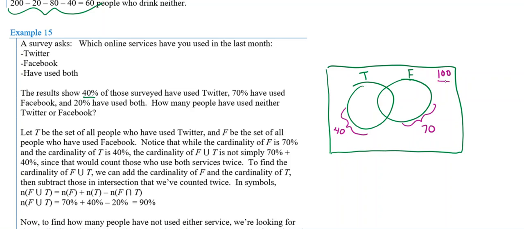So how does this make any sense? Well, it makes sense because there's some overlap. It will still work out in the end. I just don't know how many are just Twitter, overlapped, and just Facebook. I don't know those numbers yet.